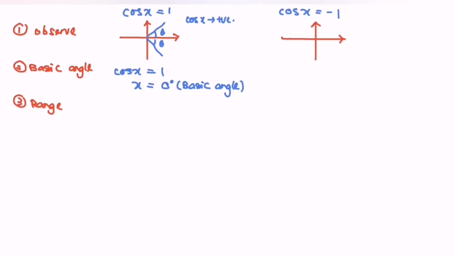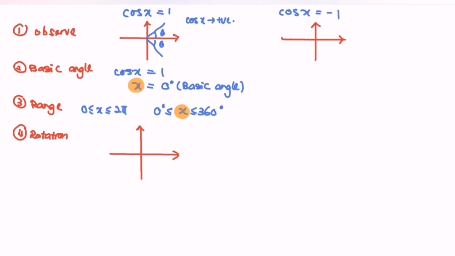Step number 3 will be the range. For this case, given the range is 0 until 2 pi, my preference is by using the angle, so it will be 0 degree until 360 degree. For this case, the basic angle is x and our range also x, so no modification is needed.